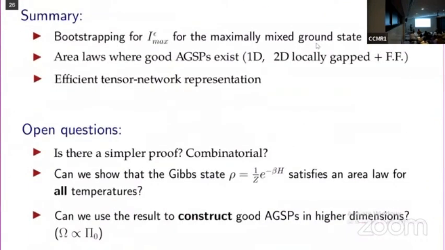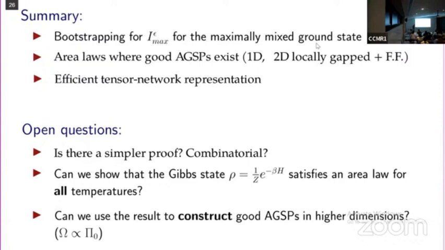Okay, so let me summarize here. What we managed to accomplish is to find a bootstrapping lemma for the maximally mixed state in the ground state, provided that we have a good AGSP. It gives us automatically area laws for these highly degenerate cases in 1D and 2D, I mean, places where we already had such constructions of AGSP. It also gives an efficient tensor network representation in 1D at least, as an MPO.